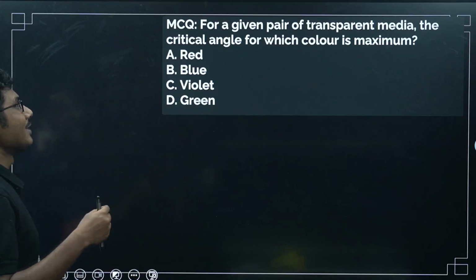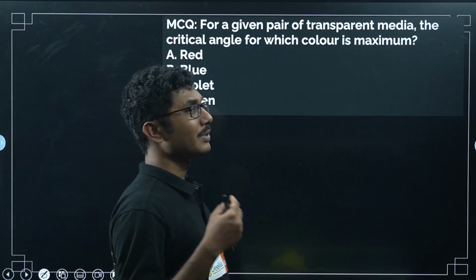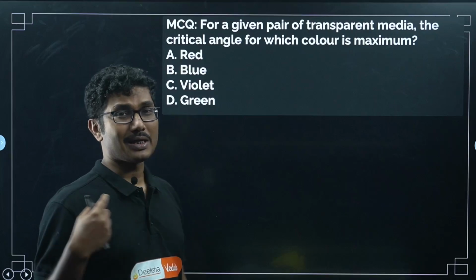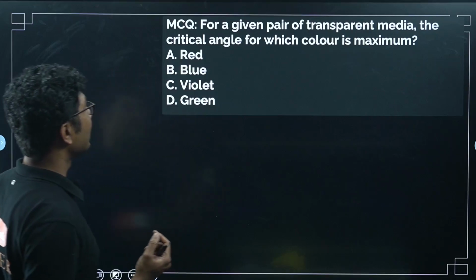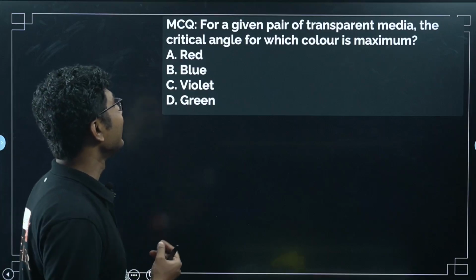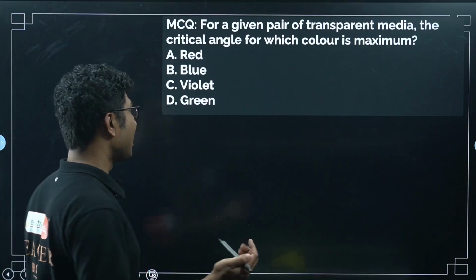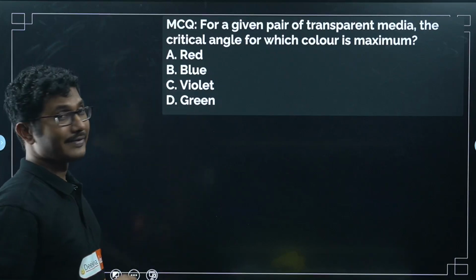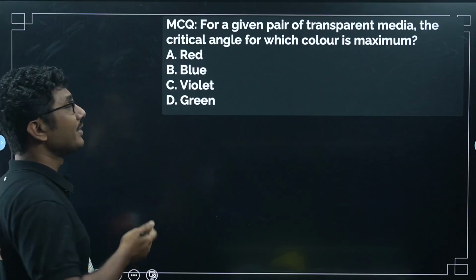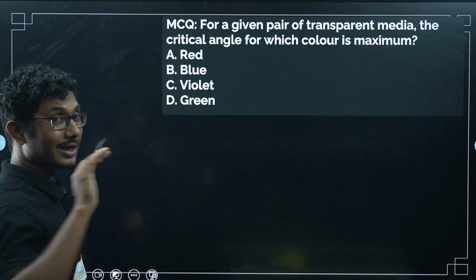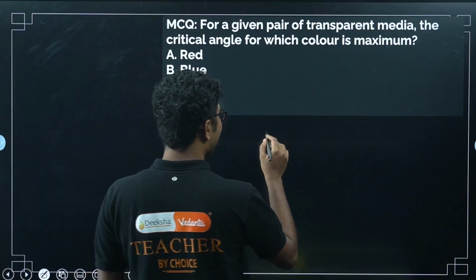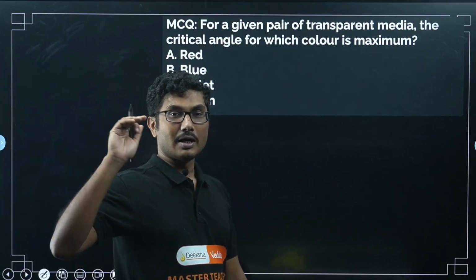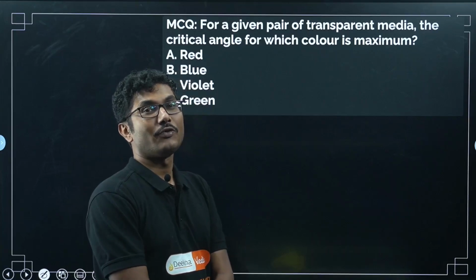Now let us solve one MCQ. For a given pair of transparent media, the critical angle for which color is maximum? Very interesting question. We are not talking about particular mediums, only a given pair of media, and we are trying to find out the critical angle for colors. Critical angle means, generally, if nothing is mentioned, the refractive index is for the denser medium, right?